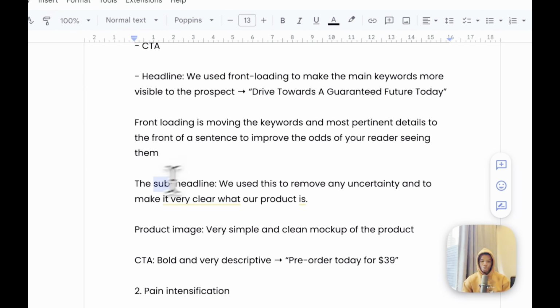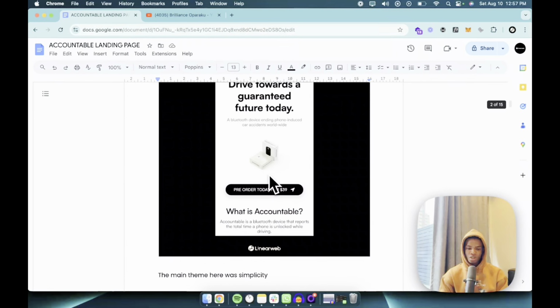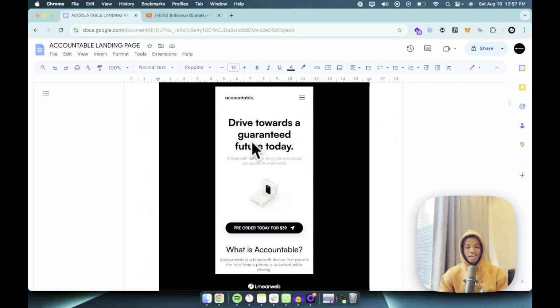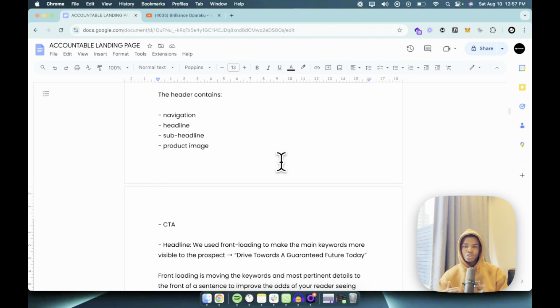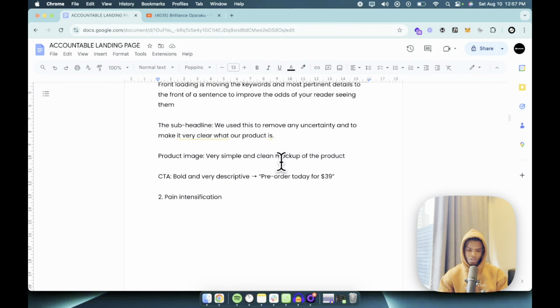So the subheadline, we use this to remove any uncertainty and to make it clear what our product is. And you can see here, a Bluetooth device ending phone-induced car accidents worldwide. So this quickly explains what the device is to remove any ambiguity, right? Because intrigue is good, but not necessarily on the landing page where you're trying to sell a specific physical product. So it's very niche.